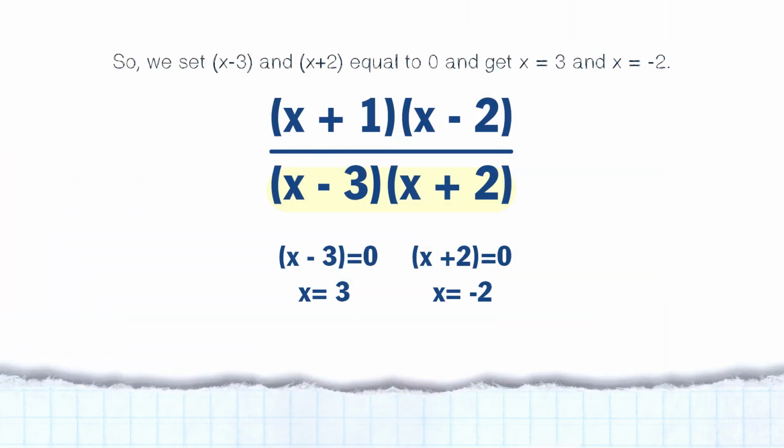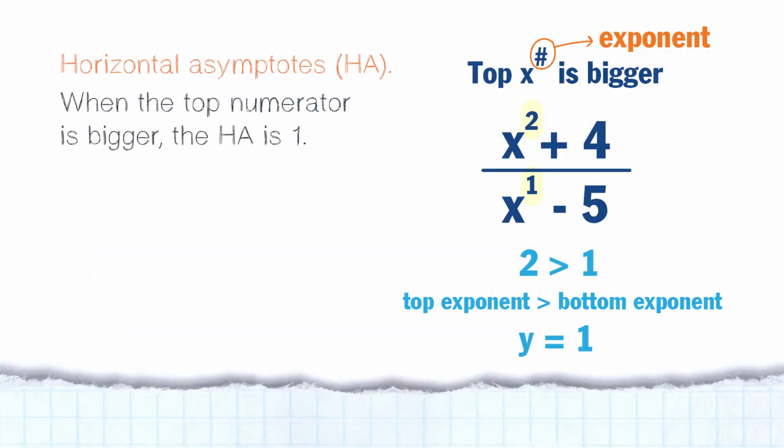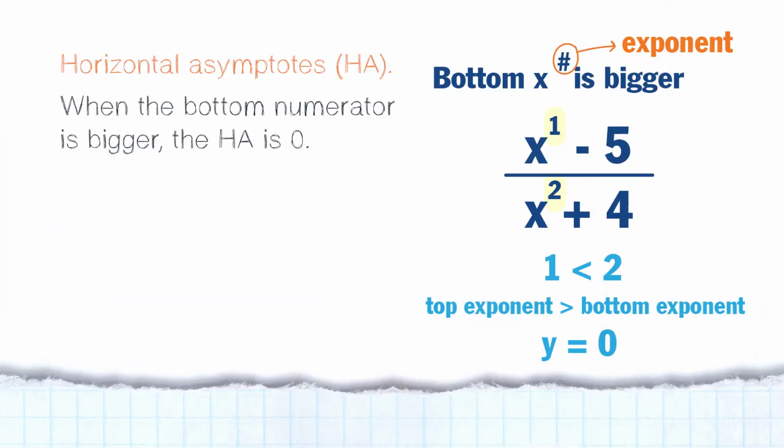So we set x minus 3 and x plus 2 equal to 0 and get x equals 3 and x equals negative 2. Therefore our vertical asymptotes are 3 and negative 2. For horizontal asymptotes, these are a little tricky, but we got this. When the top numerator is bigger, the horizontal asymptote is 1. When the bottom numerator is bigger, the horizontal asymptote is 0.